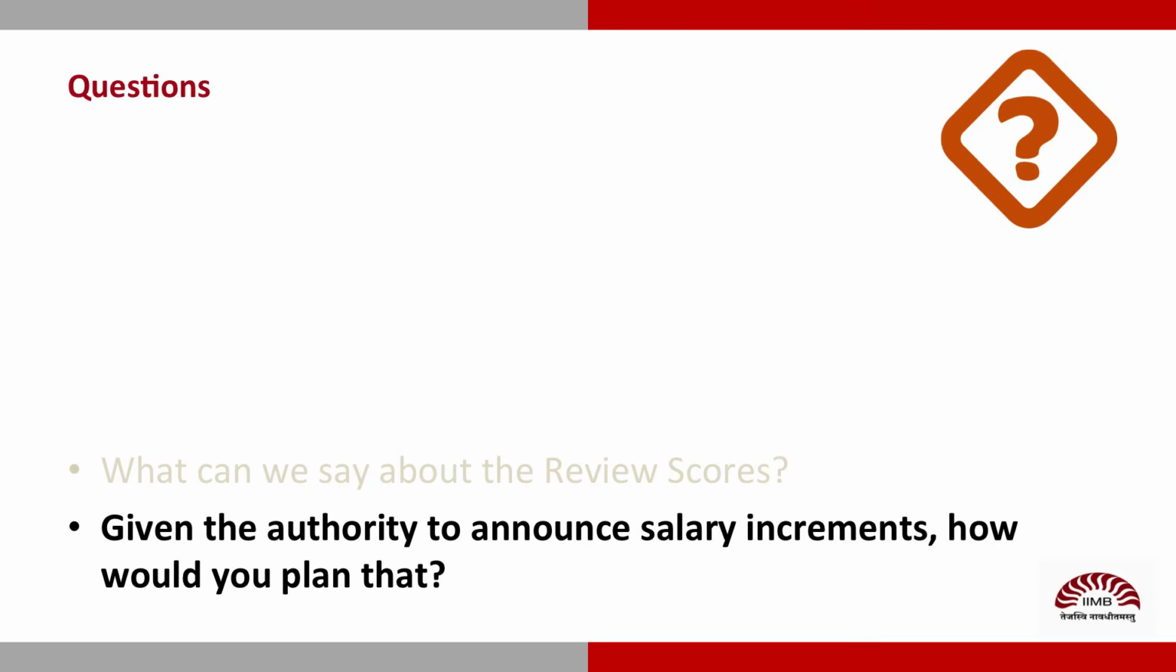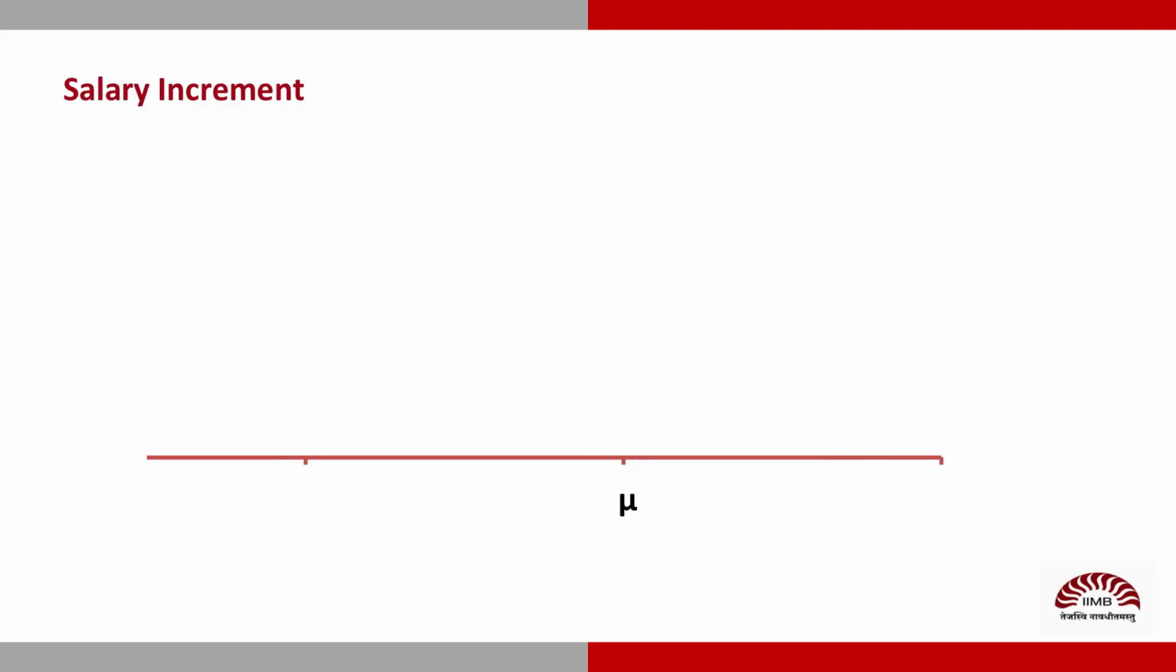Now the time has come to answer that last and final question. You've just seen that the evaluation scores are normally distributed. Now if you had the authority in you, then as an HR manager, you could go ahead and announce percentage increments, for example, in chunks of 1 standard deviation. How does that work? You can start from the mean, which I will call mu, go all the way back to say mu minus 2 sigma, where sigma is the standard deviation.